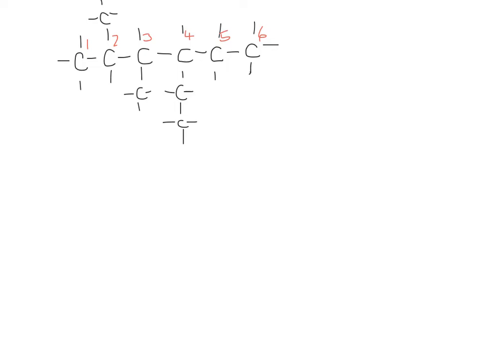So 6 is our longest, so our root is hex. And it's an alkane. They all have single bonds, so it is hexane. This is a hexane compound. Now, if we take a look at the side groups, we've got a side group with 1 carbon, another side group with 1 carbon, and another side group with 2 carbons. When this happens, you have to list the side groups alphabetically.